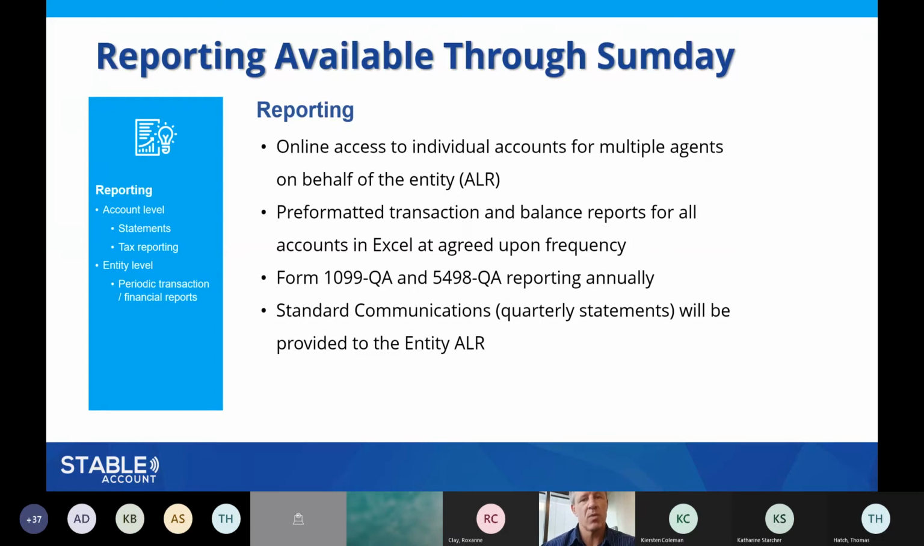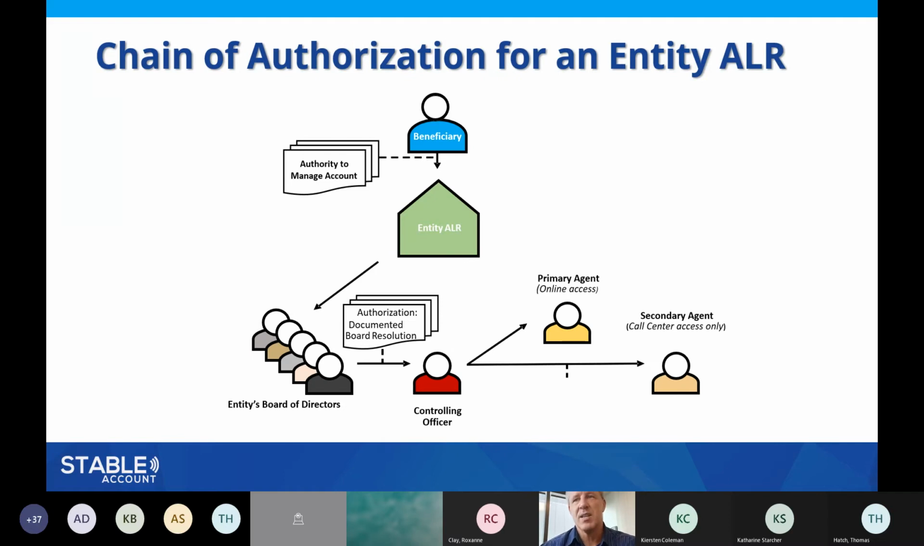So to kind of conclude this part before we get to questions, I just wanted to give a brief pictorial summary of how this all works as far as establishing an entity ALR. So this is my quick pictorial clip art thing. You have the authority to manage the account of the beneficiary. And once that's been established, then you have the entity here, or the company, who has direction from either a board of directors or a corporate resolution, or if it's a government entity, you just submit, hey, I'm a government agency or a subsidiary type of thing.